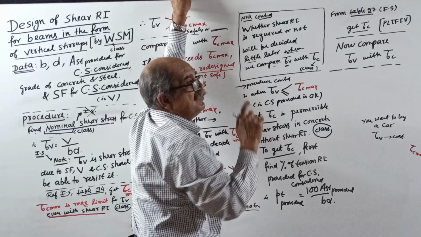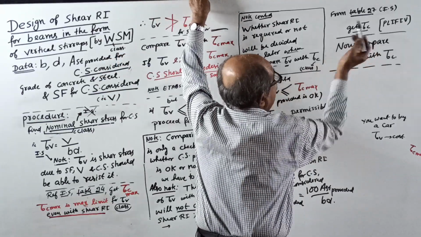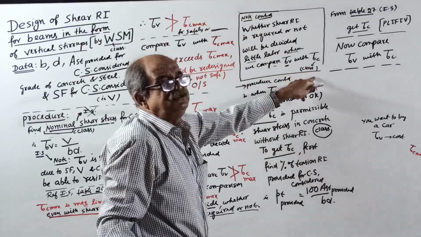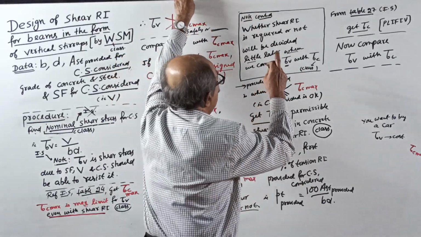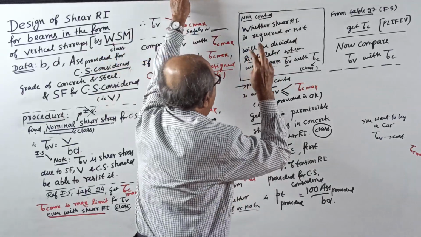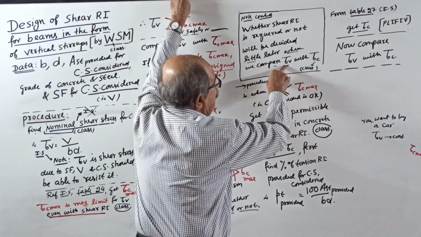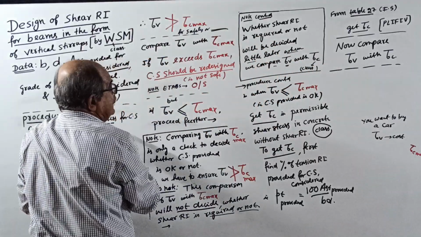Tau c is a new term, which will come a little later. You write here, tau c will come a little later. So, whether you require shear reinforcement or not will be decided only after you compare tau v with tau c. But when you come to this step, your tau v should not exceed tau c maximum.